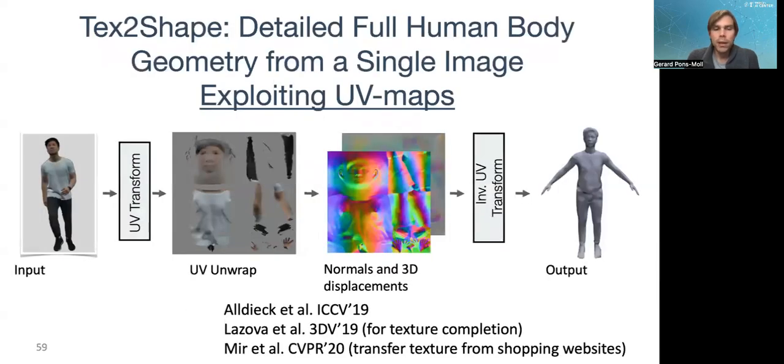So one way to make the learning problem better behaved is what we did here in this work that is called Tex2Shape, which is called detailed full human body geometry from a single image, exploiting UV maps. So the idea here is to turn the 3D reconstruction problem into an image translation problem.